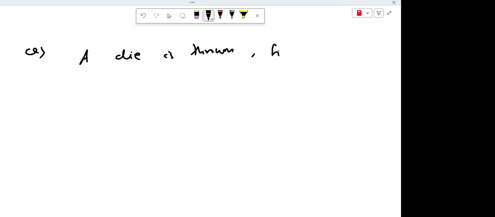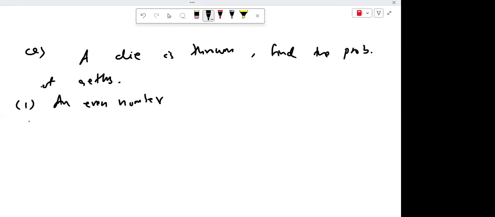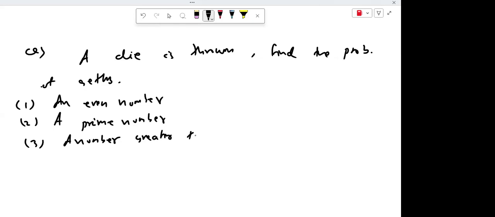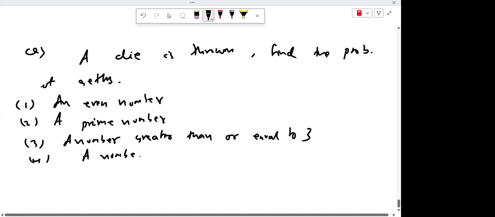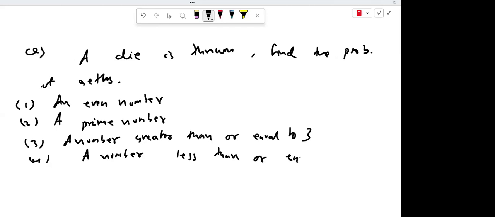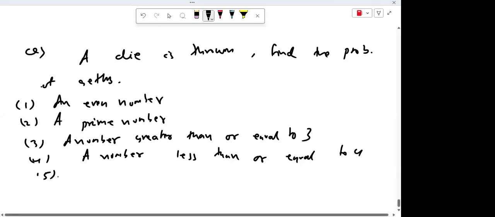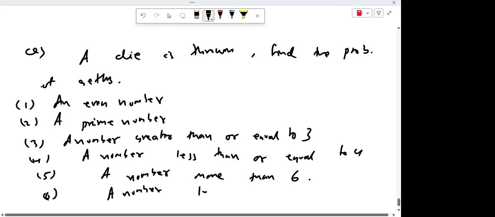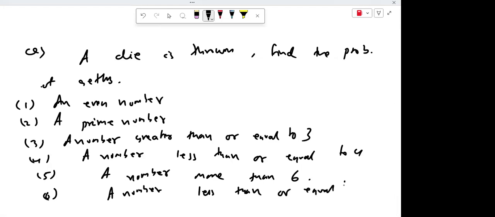A die is thrown. Find the probability of getting, first part, an even number, a prime number, a number greater than or equal to 3, a number less than or equal to 4, a number more than 6, and a number less than or equal to 6.